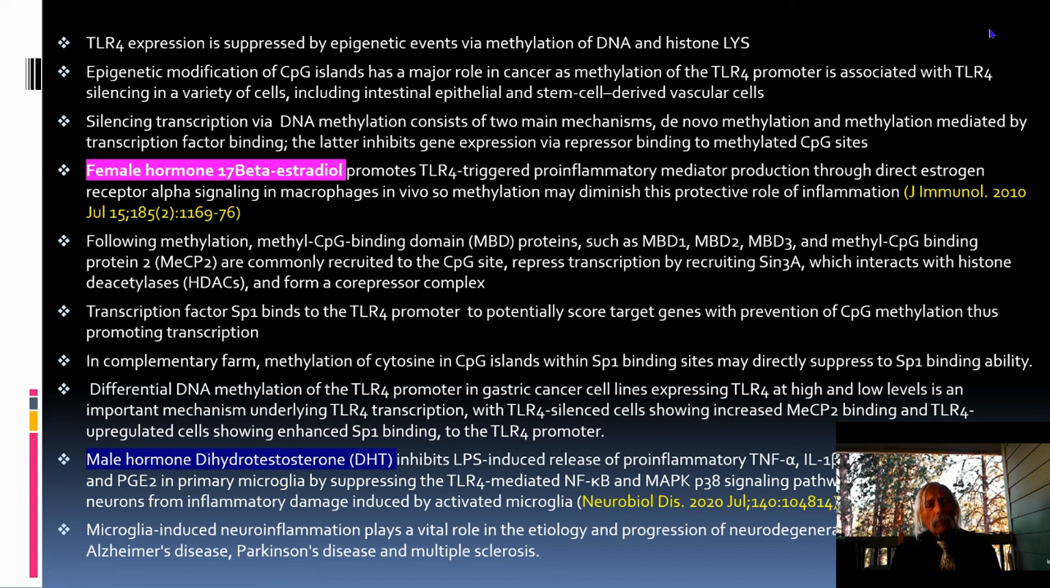Female hormone, 17-beta estradiol, that's the alcohol, promotes toll-like receptor 4 triggered. Here's what happens as a sequelae to TLR4 in most systems. Pro-inflammatory mediator production through a direct estrogen receptor alpha. Remember, you have estrogen receptors alpha and beta signaling in a specific cell type, macrophages.